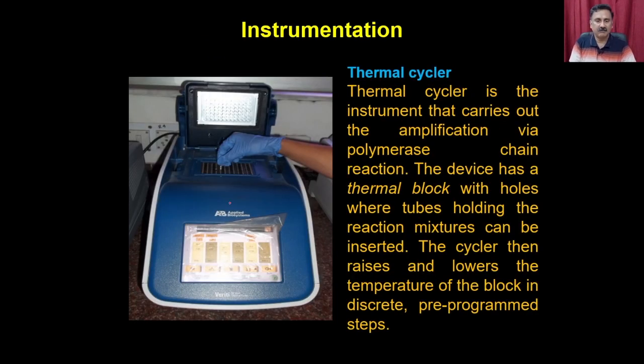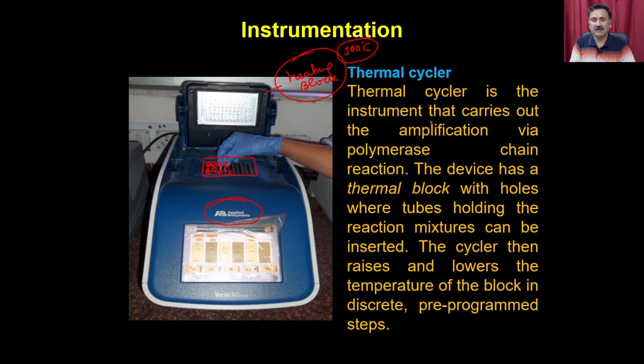This is a thermal cycler from Applied Biosystems. You see these blocks where you have holes. In these holes, you can keep your Eppendorfs or reactions. And then this is called the heating block. You use this heating block to close the lids, and it is going to be at 100 degrees Celsius. This ensures that there is no evaporation of material from the reaction vials.